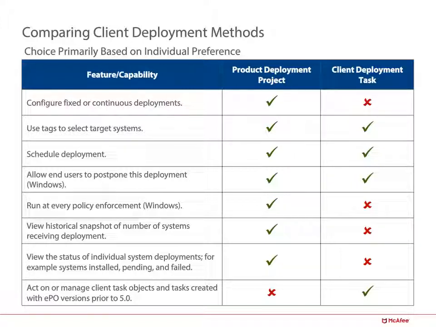You can see a historical snapshot of how all your different machines that need to get the deployment are receiving it. You can see the status of the machines, so you know whether or not they've actually completed it. Is it pending or did it fail? And then you can act on any of the client task objects with client tasks in EPO only in the client deployment task. So if you'll notice, there are 4 features in the product deployment project that are not available for the client deployment task, and also the product deployment project is where you cannot act on those tasks. You can only do that in the client task catalog.